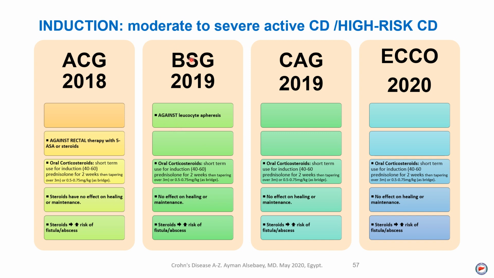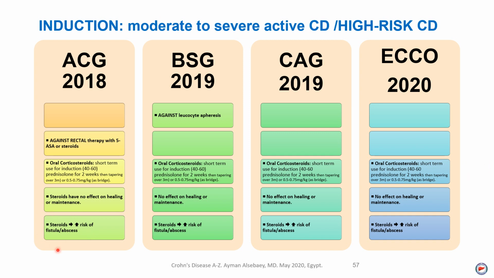Number one, there was a treatment used in the past called leukocyte apheresis. Okay, BCG said avoid. Rectal corticosteroids have no role in the treatment of Crohn's colitis. All the guidelines said that you can give corticosteroids for the treatment of moderate to severe Crohn's disease, like prednisolone, and then you should do tapering, okay?